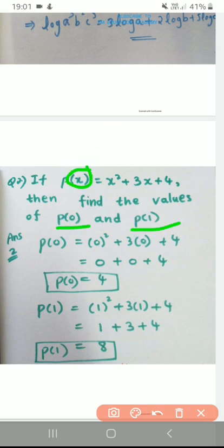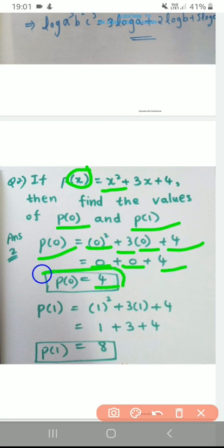Means in place of x substitute 0. So 0 square plus 3 into 0 plus 4. 0 square is 0, 3 zeros are 0, plus 4. 4 plus 0 is 4 only. So we got the value of p of 0 as 4. If you do this, you will get 1 mark.